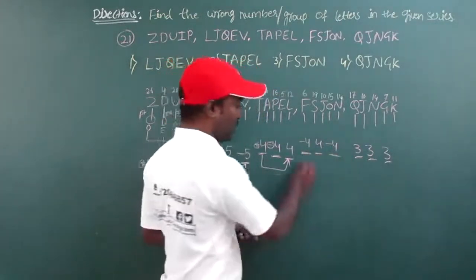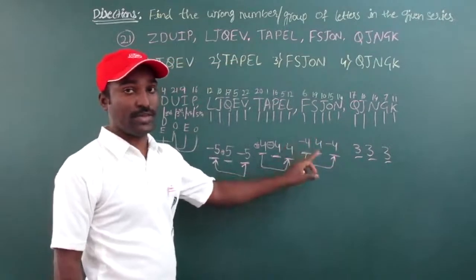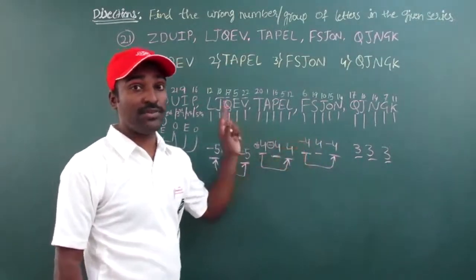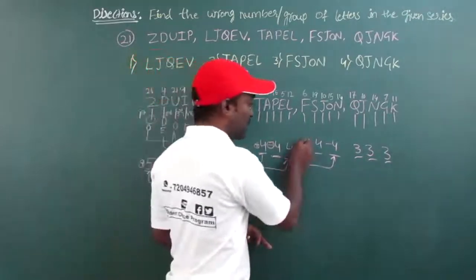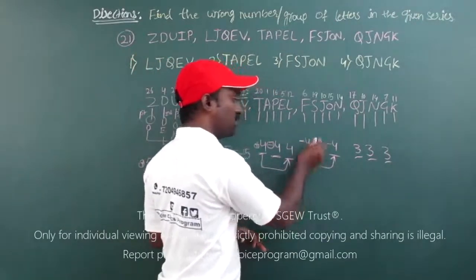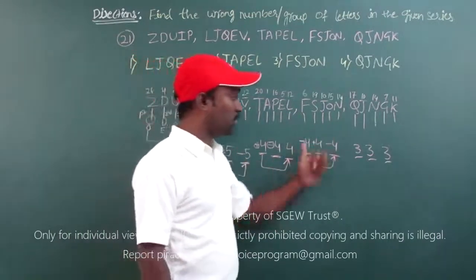That means these two are equal. I should get 4 here. The value should be the same, but the sign should be exactly opposite. I have minus here, so I should get plus. Yes, it is plus 4. Okay, now moving to the next.